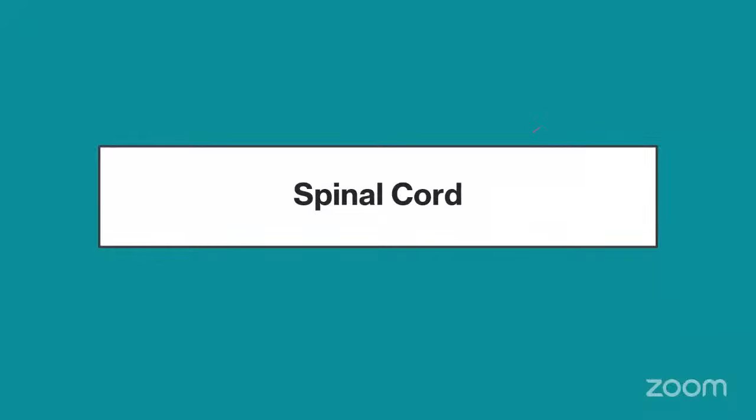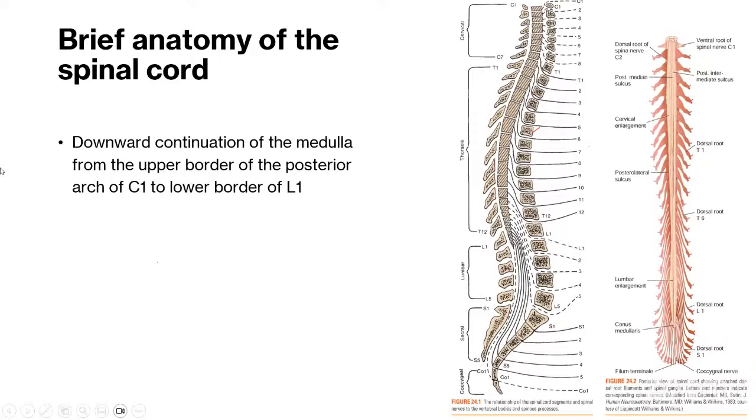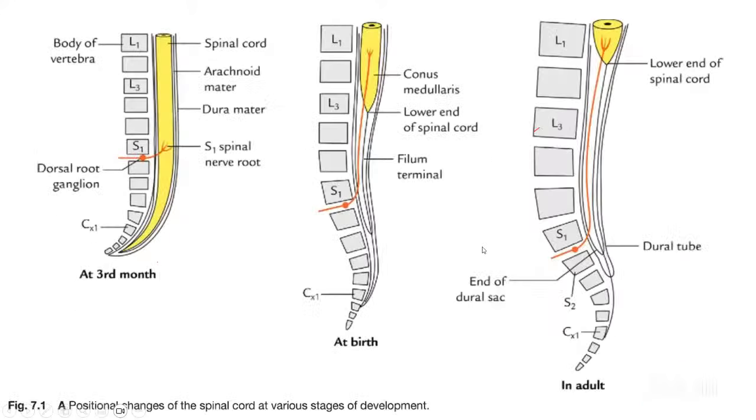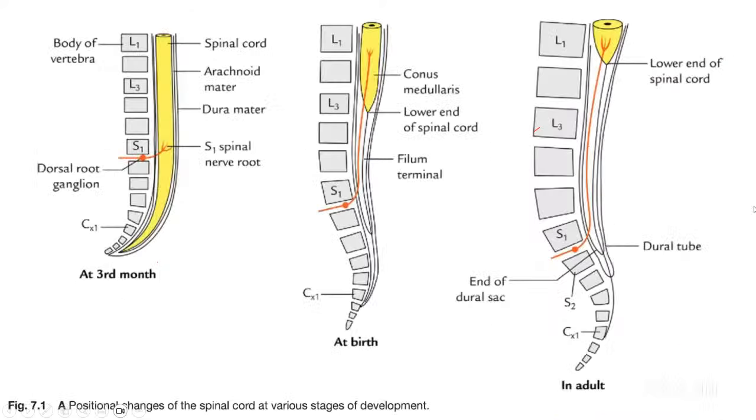So this is next. We'll discuss the anatomy of the spinal cord. The spinal cord is a downward continuation of the medulla, from the upper border of the posterior arch of C1 to the lower L1. So this we should know. I'll be discussing the conus medullaris, cauda equina, and filum terminale, and we have 31 pairs of spinal nerves.